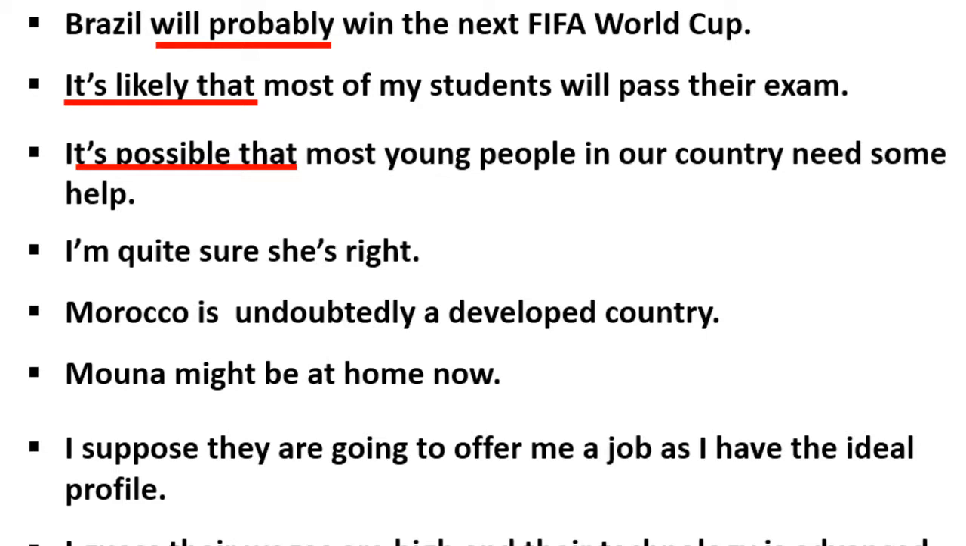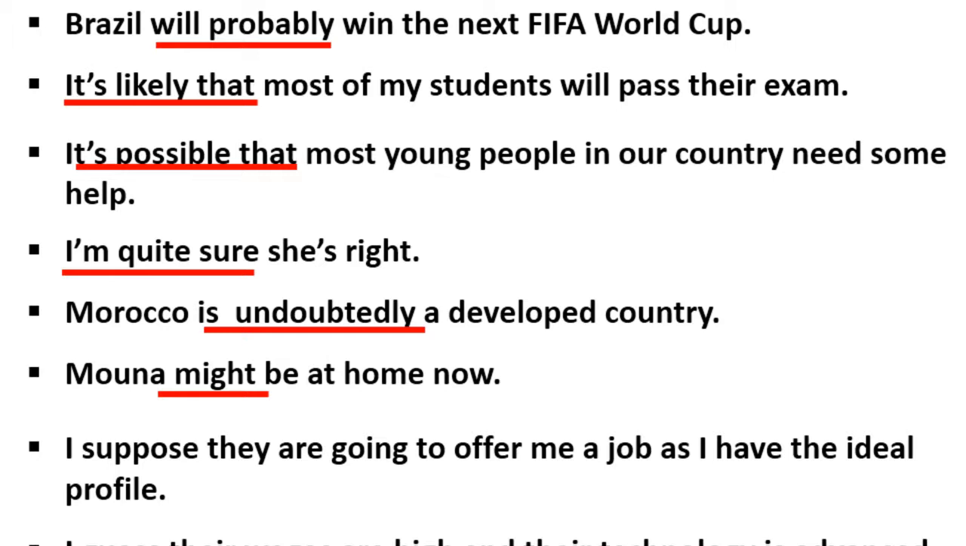It expresses uncertainty. I'm quite sure she's right. The expression is I'm quite sure that, or I'm quite sure. It's an expression of certainty. Morocco is undoubtedly a developed country. The expression is undoubtedly. It's an expression of certainty. Muna might be at home now. The expression is might, and it expresses uncertainty.